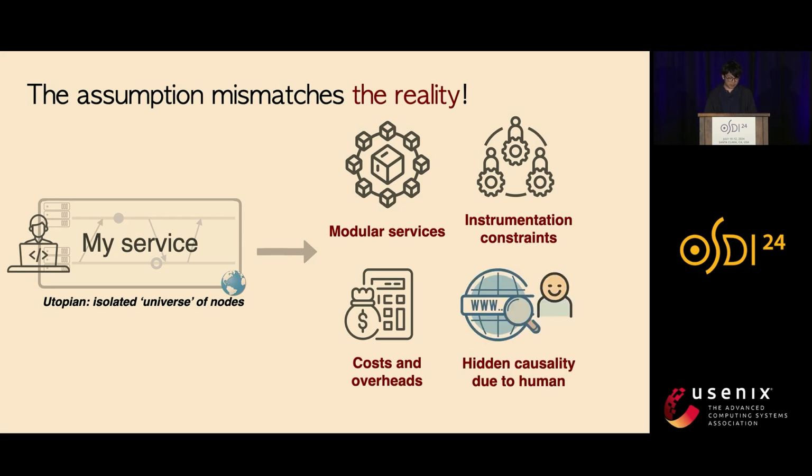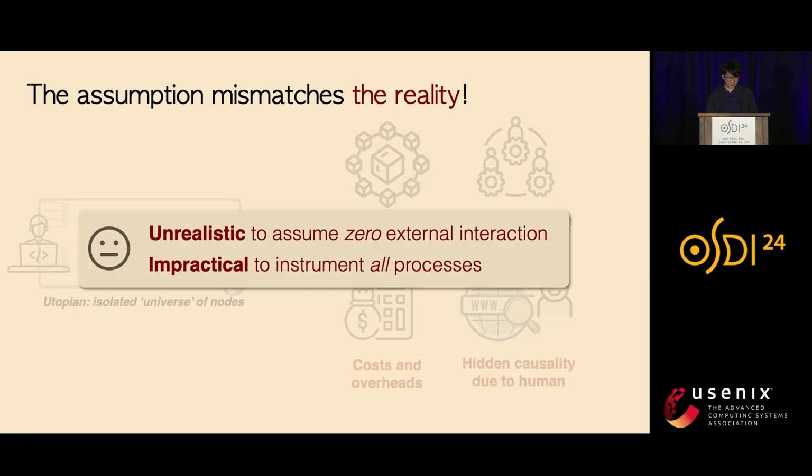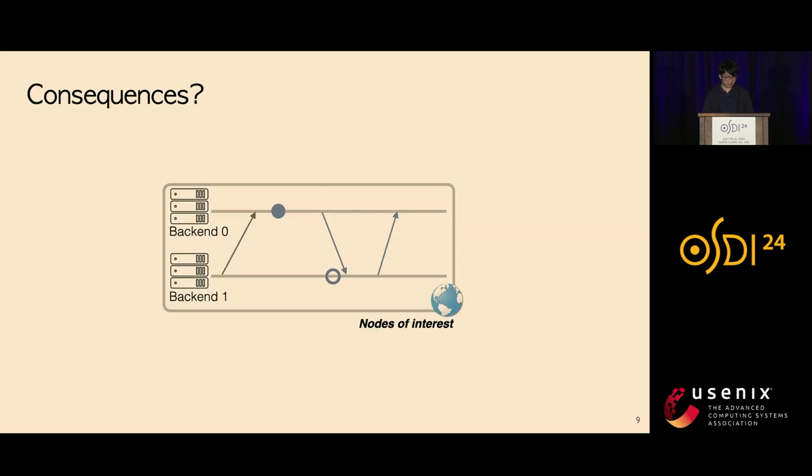And worse, the internet clients of the service can also be a source of hidden causal relationships. In fact, previous studies have shown that such external traffic can account for a sizable portion of the total traffic volume. So in the end, it's unrealistic to assume zero interaction with the external world, nor is it feasible to ensure full participation. Given this, let's see what's wrong with the classic protocols.